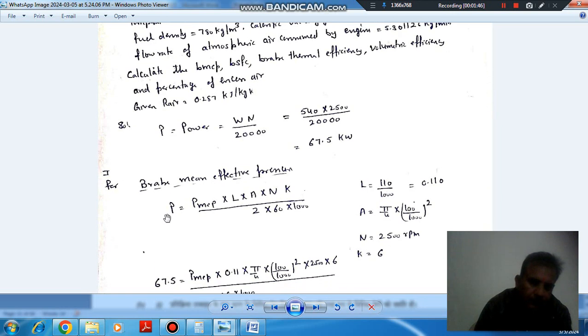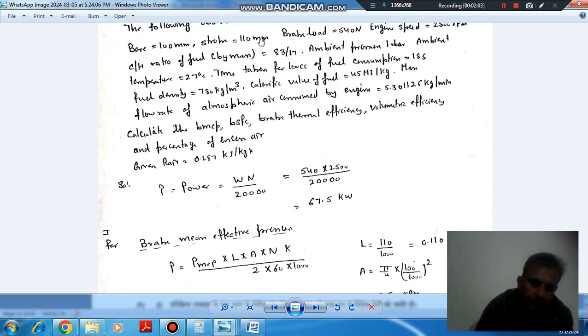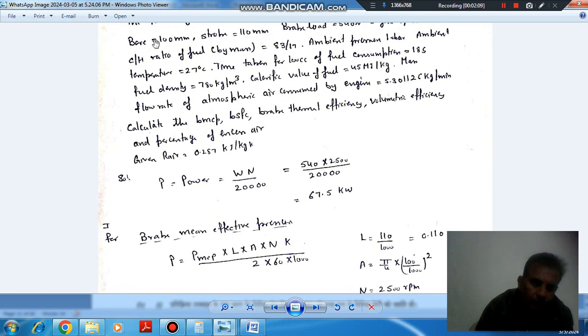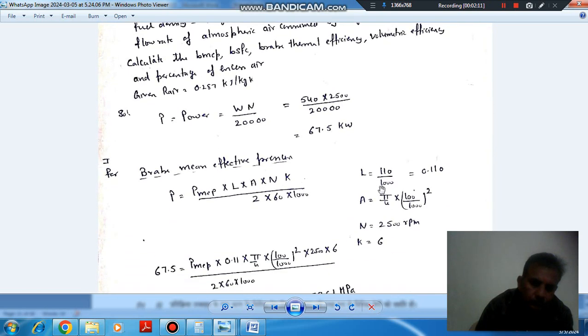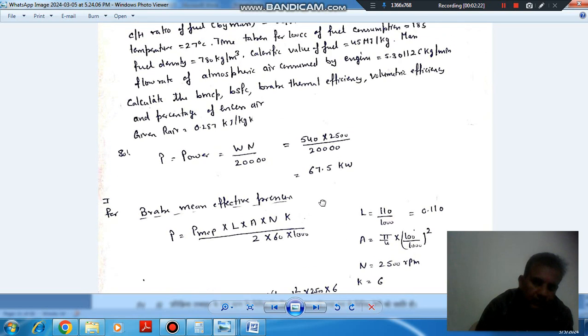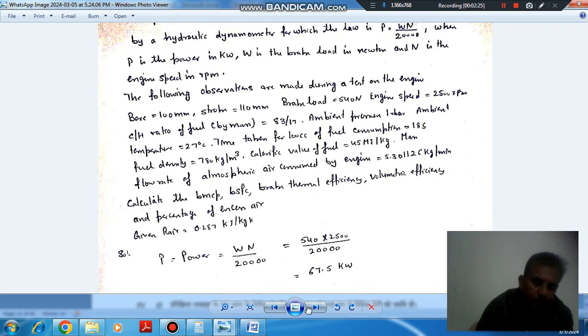So we know that power in a four-stroke engine is given as PMEP L A N K divided by 2, divided by 60, and divided by 1000 for watt to kilowatt. Okay, so PMEP is brake mean effective pressure, L is length of stroke, that is given as 110 mm, and A is area of bore, diameter of bore is given as 100 mm. So area is pi by 4 into 100 by 1000 squared, that is in meter. The stroke is also in meter. N is 2500, and 60 is there. K is your 6, the number of cylinders.